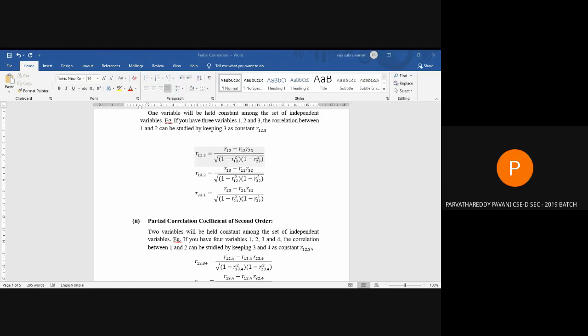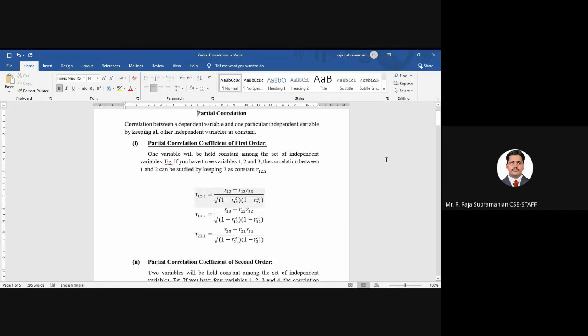And one more thing. Before the partial correlation coefficient, we also saw multiple correlation. We also know the formula for R1.23, so you need to keep that in mind too. I'll revise that also. R1.23 is the square root of R12 squared plus R13 squared minus 2 R12 R13 R23, divided by 1 minus R23 squared. So remember that also.